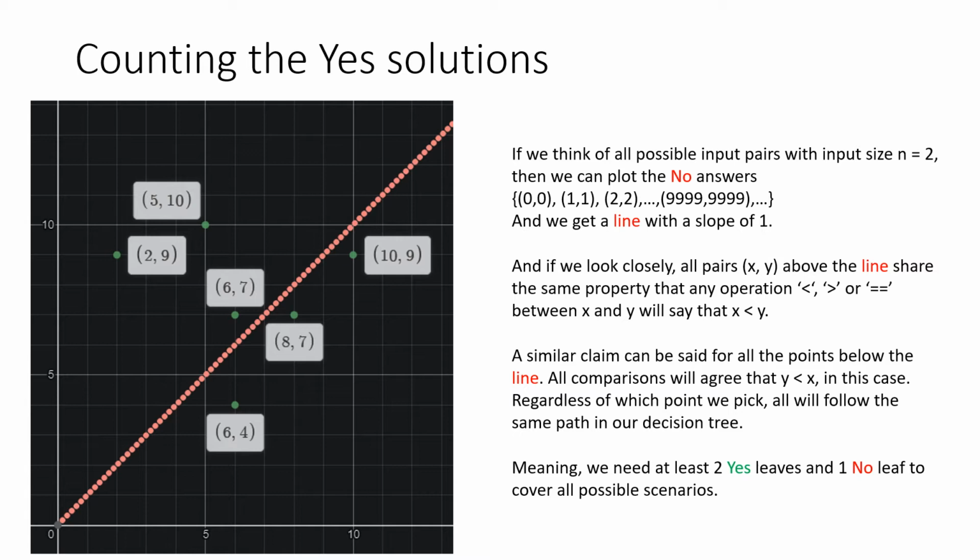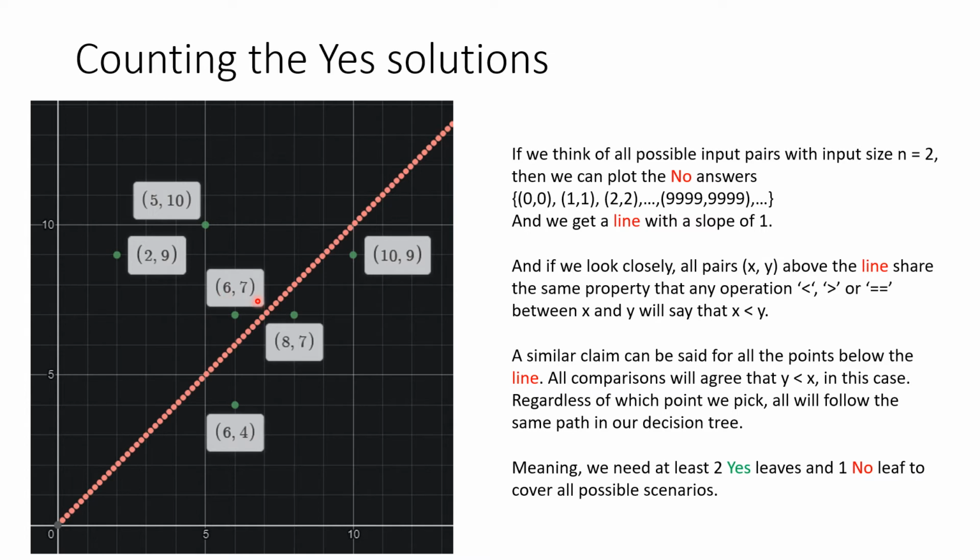If we consider those arrays to be input pairs, we can plot them in a graph and we will notice that all the pairs that will guide us to a no answer will be of the type 0,0, 1,1, 2,2, and after plotting them you will get this nice line with a slope of 1. And if we look closely, all the pairs x, y above the line share the same property, that x is less than y.